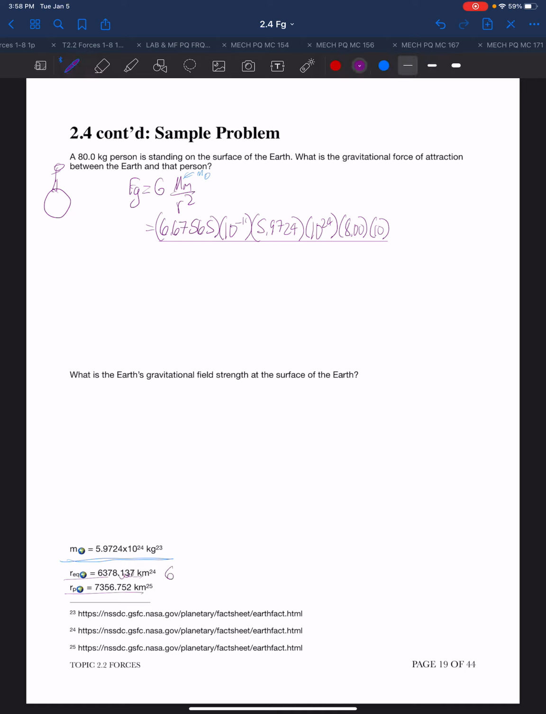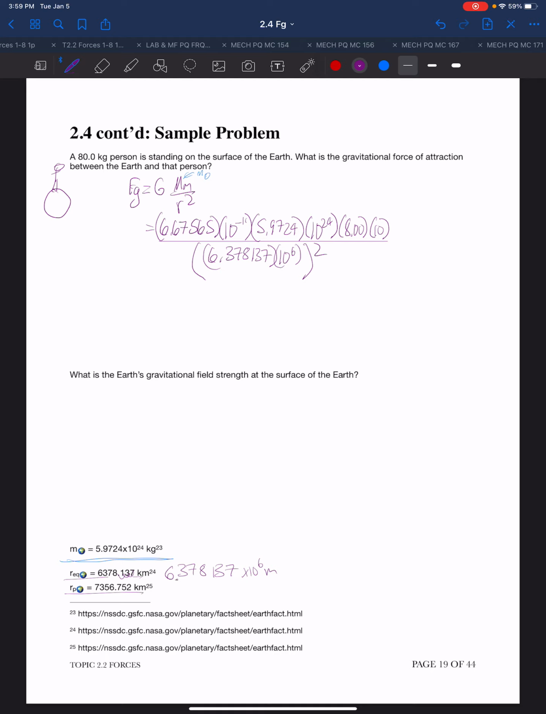So we get 6,378,137 meters, or 6.378137 times 10 to the 6th meters. Oh, not so bad. So we have 6.378137 times 10 to the 6th, that entire thing squared.